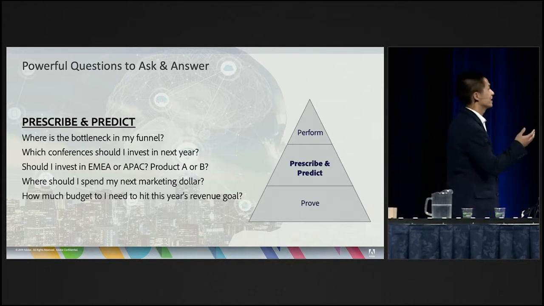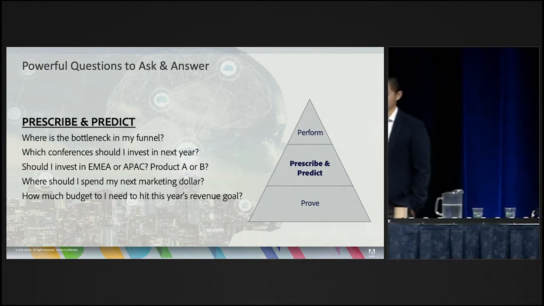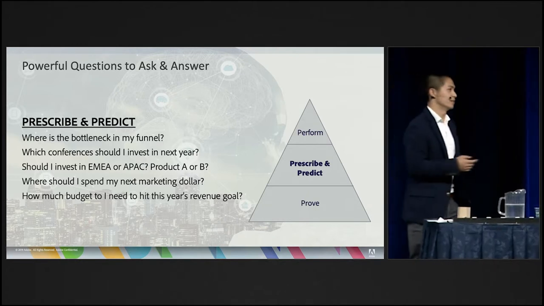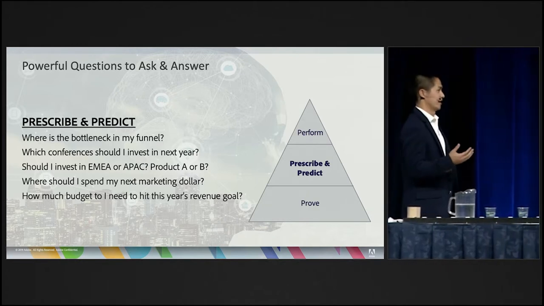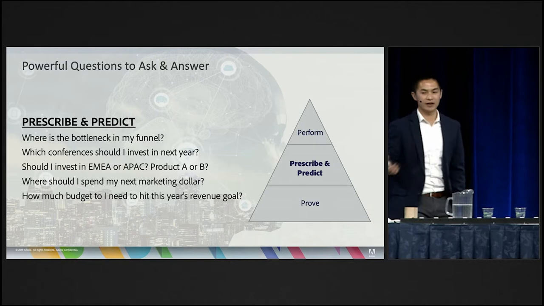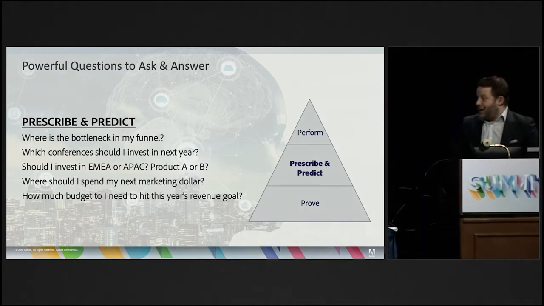So our questions here, where is the bottleneck in my funnel? I invested in a bunch of conferences this past year. Which one should I invest in next year? Should I invest in EMEA or APAC or North America or ANZ? Should I throw more money into product line A or product line B? And really, where should I be spending my next marketing dollar? So let's start with the bottleneck in the funnel question.